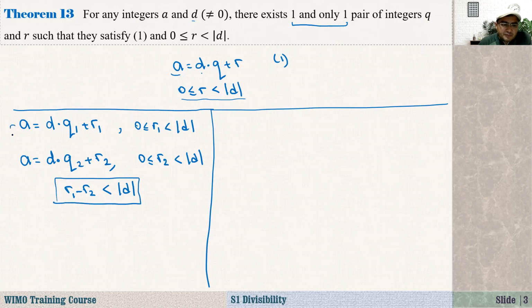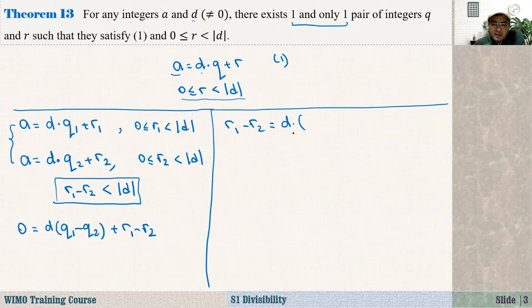So what happens if I subtract side by side? Let me subtract the second equation from the first equation. On the left-hand side, we have a minus a, which is equal to 0. On the right-hand side, d is a common factor, so I keep it outside the parentheses. Here we have q1 minus q2, plus r1 minus r2. Let me write r1 minus r2 on the left-hand side: r1 minus r2 is equal to d times, I will interchange these q's just to avoid a negative sign, q2 minus q1.